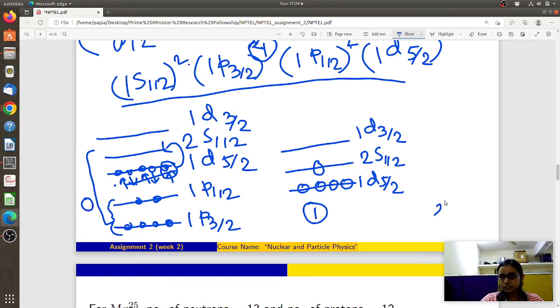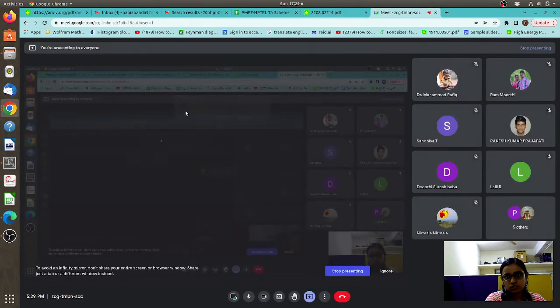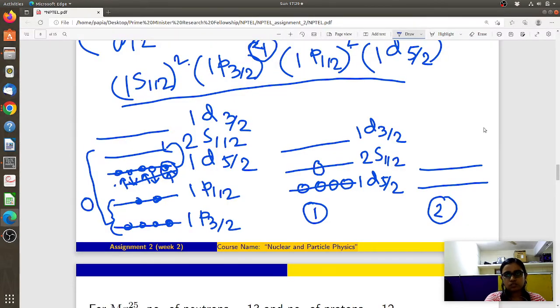Now come to the second excited state configuration. Second excited state means we are giving more energy than the first excited state. Then what will be the configuration? Coming to the second excited state, I am still writing the same thing: 1d 5/2, then 2s 1/2, and then 1d 3/2. There is no more space. So, okay, then what will happen?